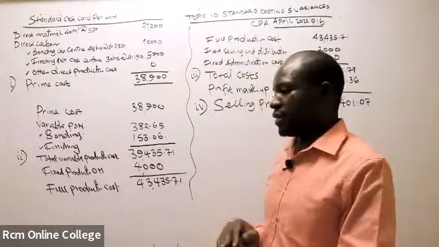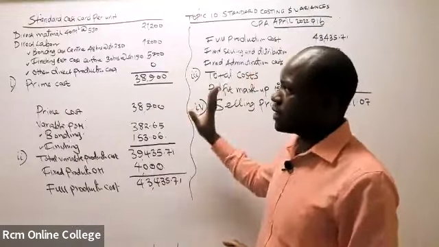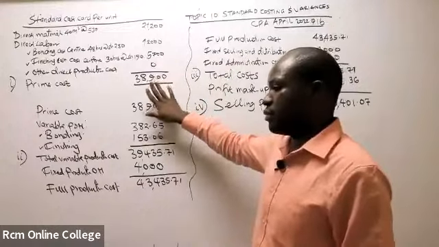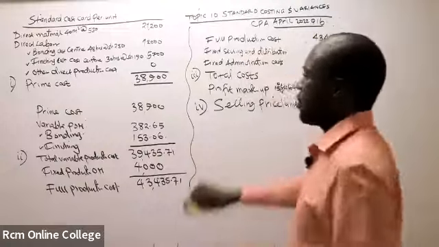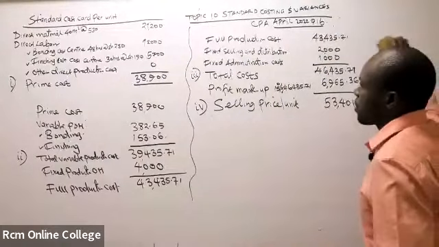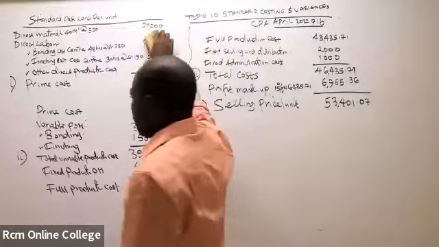Good. So let's go to variances. There's nothing under standard cost card that you're going to discuss beyond this. This is it. Once you understand this part, you are good to go. You'll be able to now deal with the variances.